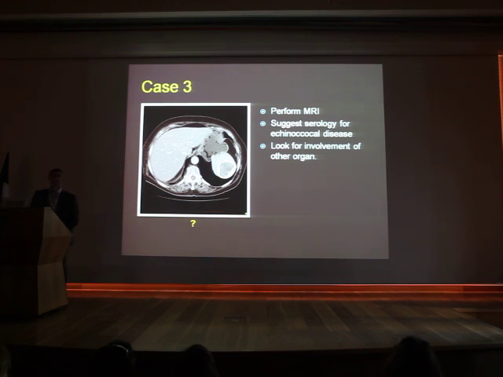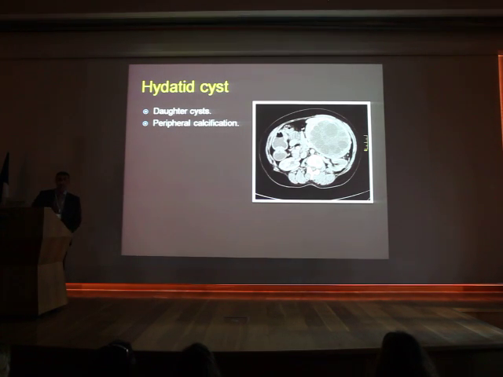And we should look for involvement in other organs because echinococcal disease would sometimes appear in more than one organ. Usually when they come in the spleen, they would present also in the liver. So they usually don't come as a single lesion in the spleen, but they could. And when we look at the axial images, this is actually not an MRI, this is clearly a CT scan, we can sometimes appreciate the daughter cyst within a hydatid cyst with the peripheral calcification.